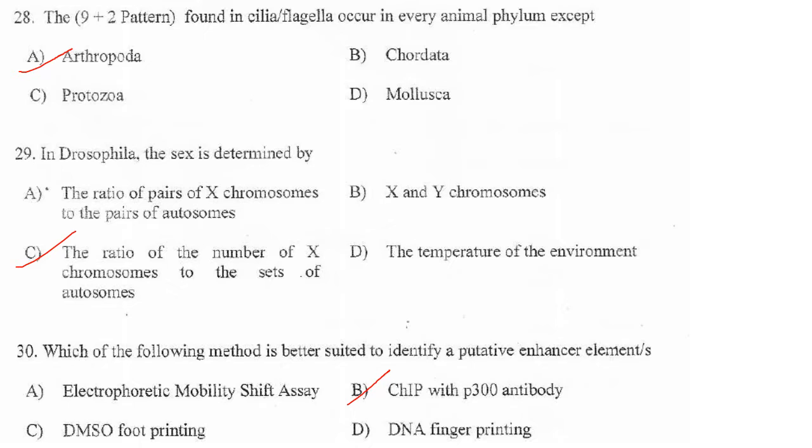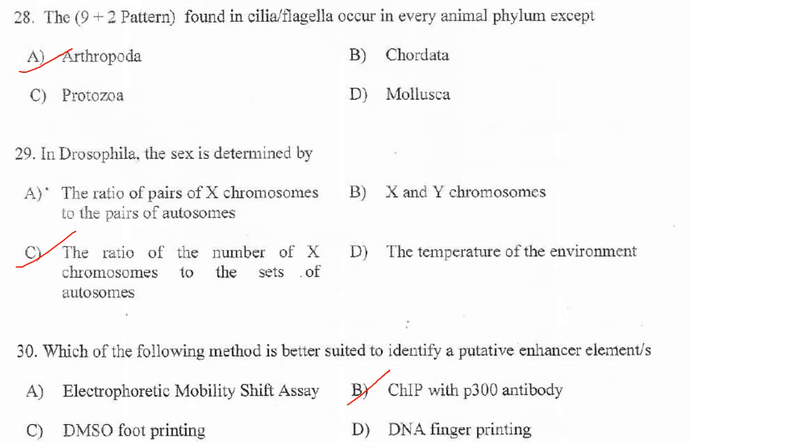Then, which of the following methods is better suited to identify putative enhancer elements? If you see, chromatin immunoprecipitation, or ChIP, is an antibody-based technology used to selectively enrich specific DNA binding proteins along with their targets. So here, for identifying putative enhancer elements, you can use the ChIP p300 antibody technology. And ChIP is used to investigate particular protein-DNA interactions.